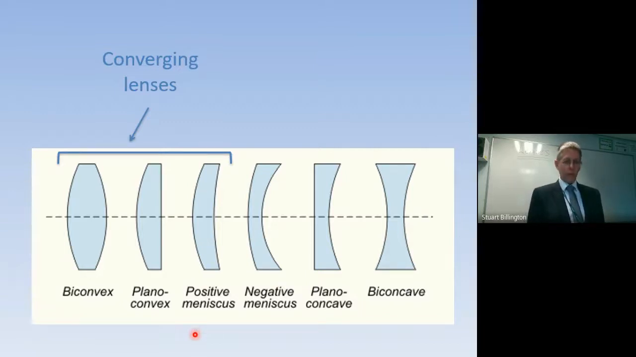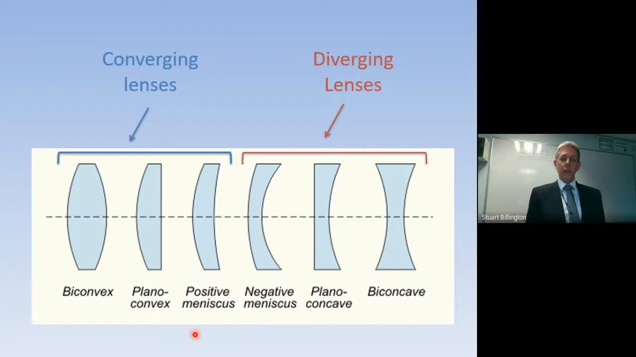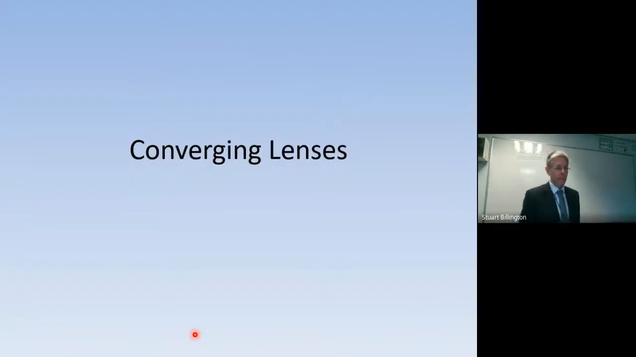And we'll see what that word converging refers to in a second. The ones that are thinner in the middle are called diverging lenses, and we're going to be talking about those next lesson. So today, all about the ones that are fatter in the middle, which if you've still got your camera visible on your screen, you'll see that this one in my hand is fatter in the middle, thinner at the edges. Okay, so these are the converging lenses. So what does that mean? Why do we call them converging lenses?